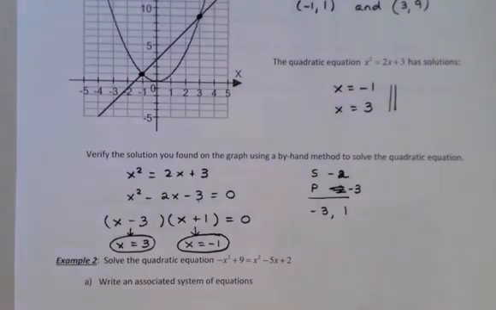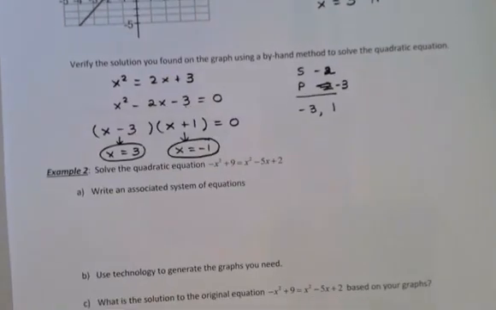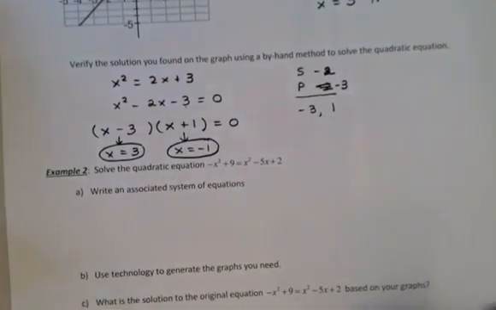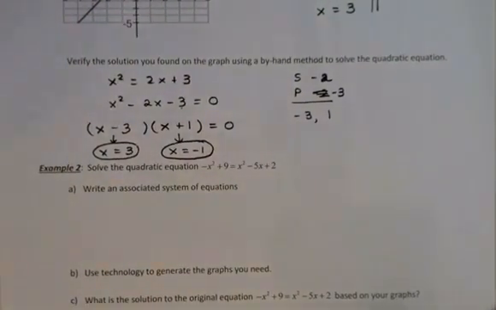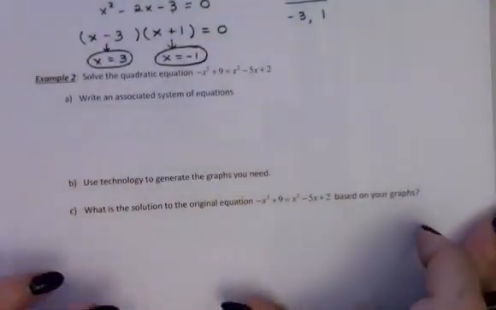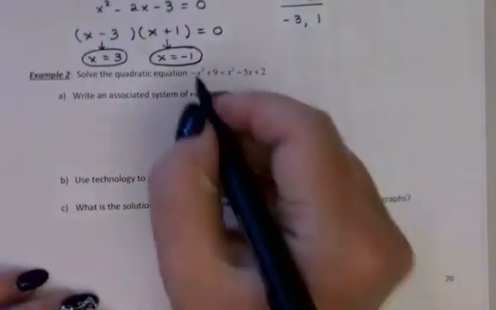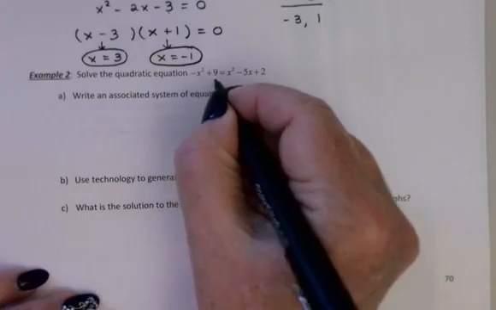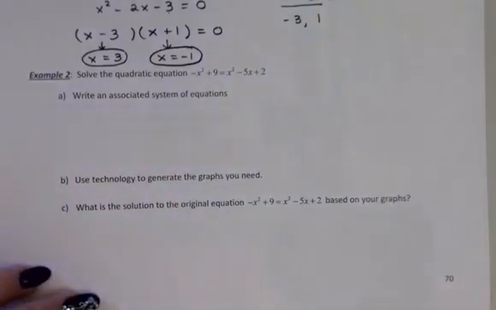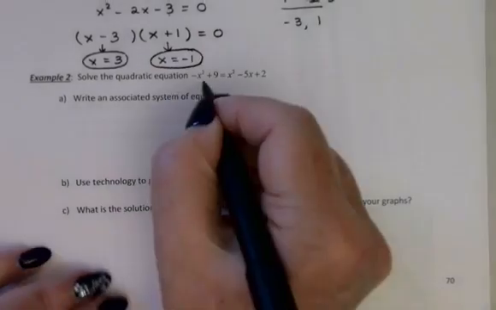All right, let's start another example. And this time I won't give you the system. We're just going to go ahead and start right out with the quadratic equation. In example 2, I'd like to solve the equation -x squared plus 9 equals x squared minus 5x plus 2. We'll begin by breaking this down into a system of two equations.